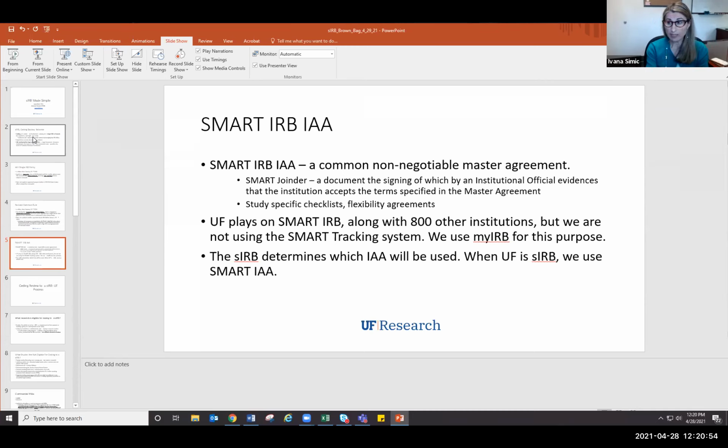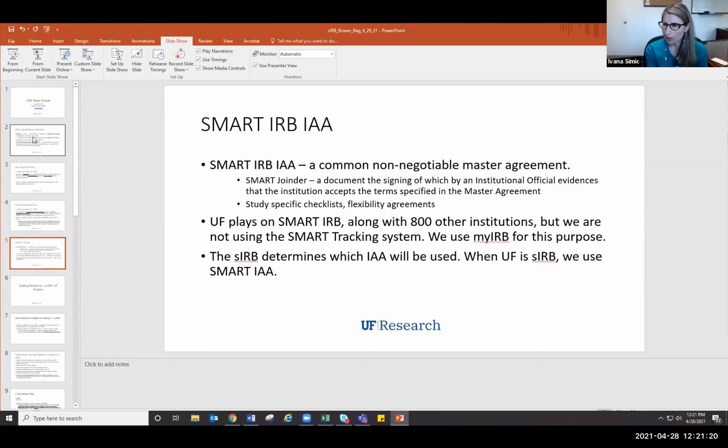Now, the single IRB of record determines which IAA will be used for the study. So, for example, if UF is the single IRB, we will mostly use a Smart IRB IAA unless there's some circumstance that would require us to use our master agreement that was in play before Smart IRB IAA was widely accepted.